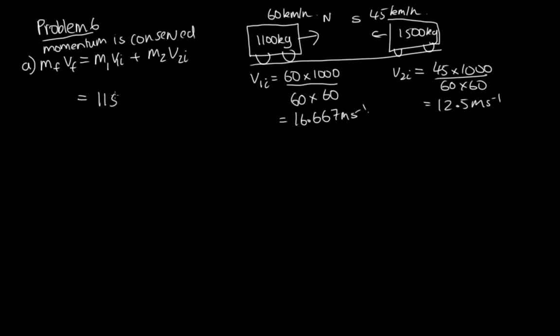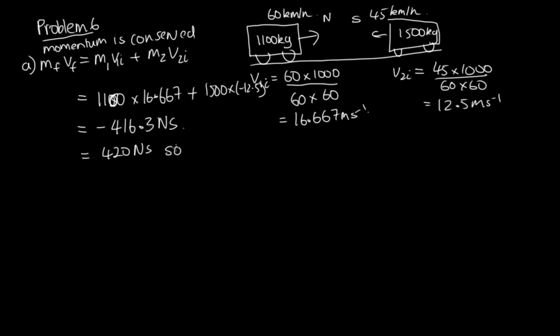So we've got 1,100 times 16.667 plus 1,500 times minus 12.5. So solving this one on the calculator, we get minus 416.3 Newton seconds. So we can write that as 420 Newton seconds in the southerly direction because it's in the direction that the negative one's travelling in, so south.